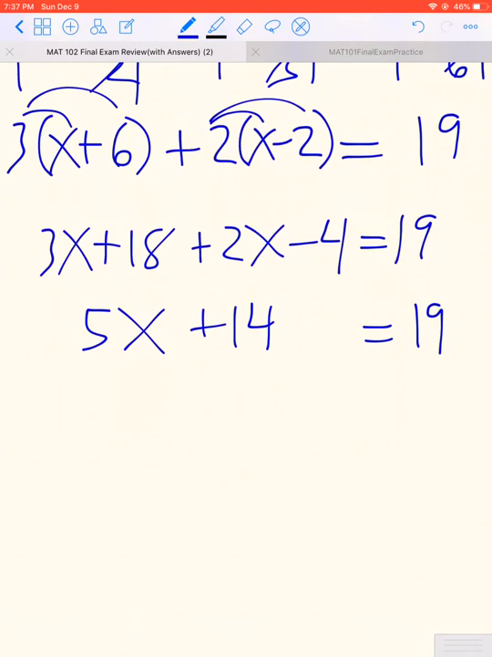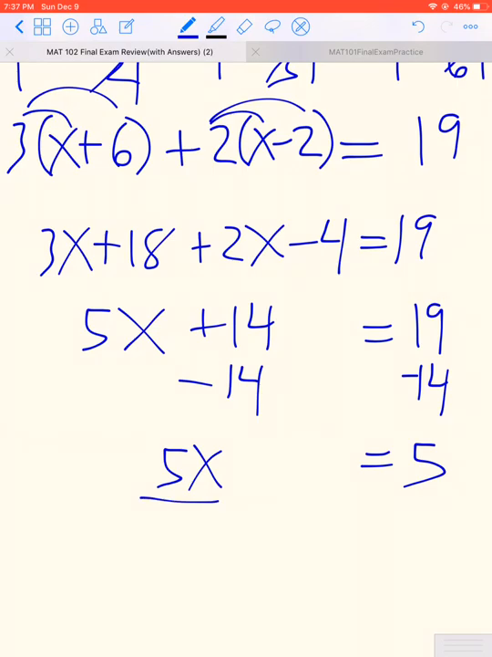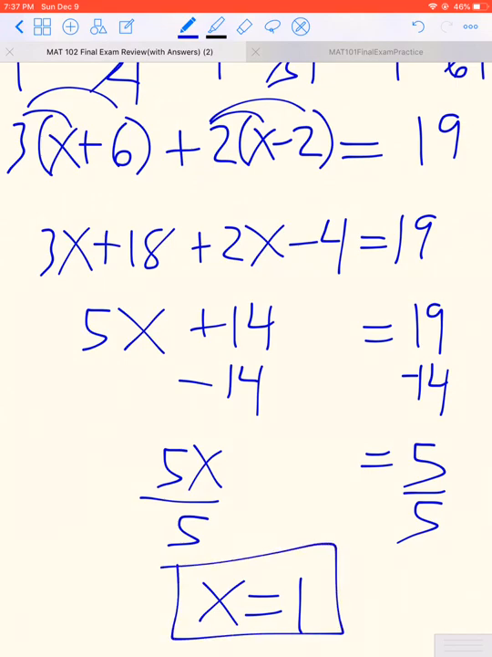To get the x by itself, we would now need to subtract 14 from both sides. We get 5x equals 5. And then last step, divide both sides by 5. So we get the solution x equals 1.